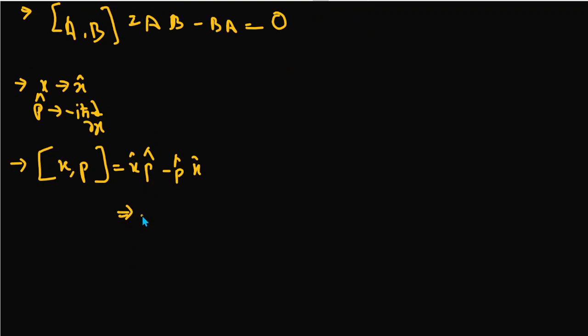X cap, P cap is nothing, it's just negative iota h cut. So first of all, you have to put down some of the functions on which you are going to apply this. So for the test, I'm going to use the test function f(x). And in this case also, I'm going to use f(x). So let's erase all this.